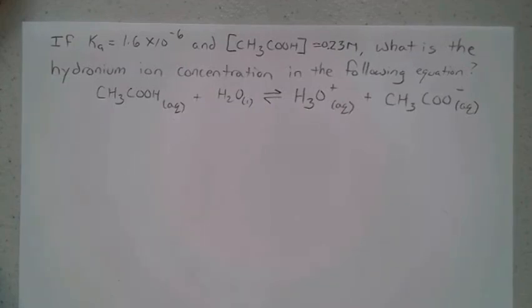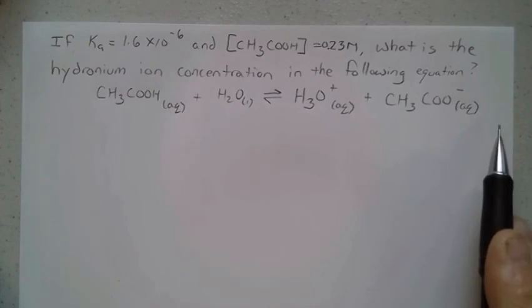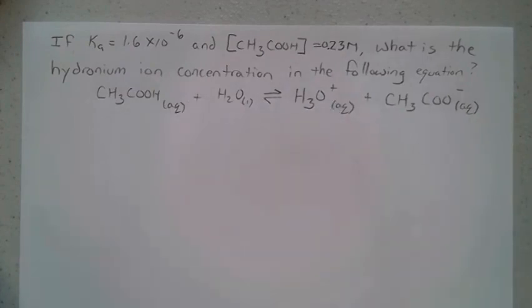So we have a sample problem here for a Ka problem. Now, in this case, the question reads, if Ka is equal to 1.6 times 10 to the negative 6, and the concentration of the acetic acid is 0.23 molar, what is the hydronium ion concentration in the following equation? And here we have the balanced chemical equation. Remember, for acids, it's always going to be a 1 to 1 to 1 to 1 ratio.